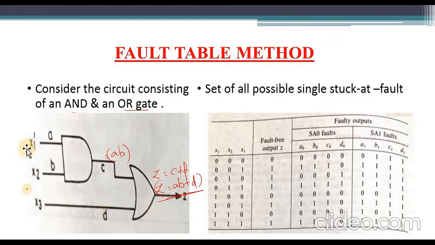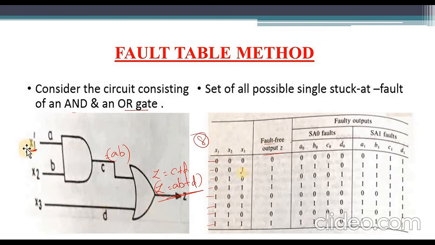Here I have the 3 inputs X1 bar, X2 and X3. X1 is inverted here, so we consider X1 bar. For 3 inputs, totally we can obtain 8 combinations: 1, 2, 3, 4, 5, 6, 7, 8. So this is the fault-free output Z.